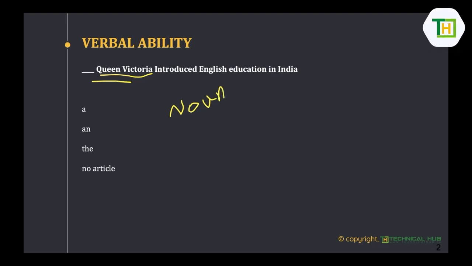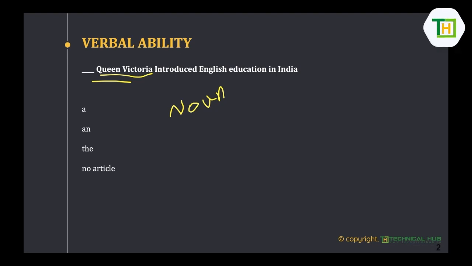Now, can we use any article here or not? To be honest, I've told you, you have to use the article in front of the singular nouns. But here it's a name of a person. Can you use like, the Kiran or something like that? No.